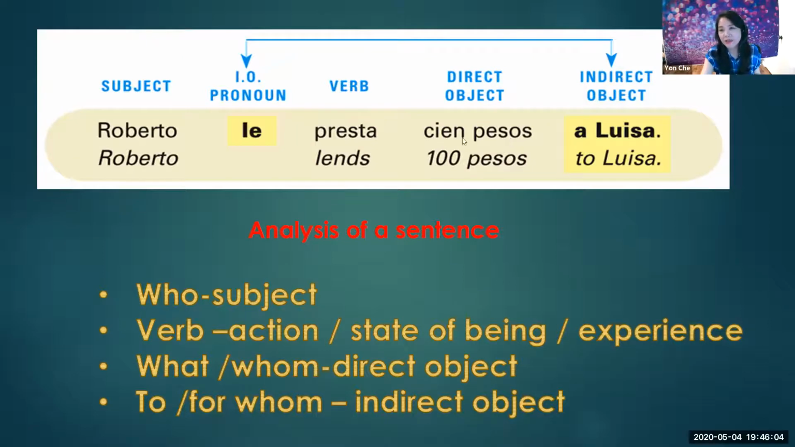I'm guessing that because it follows the verb. So let's confirm, let's verify that this is the direct object noun. And how do I do that? By asking the question, what? Okay, so what does Roberto lend?